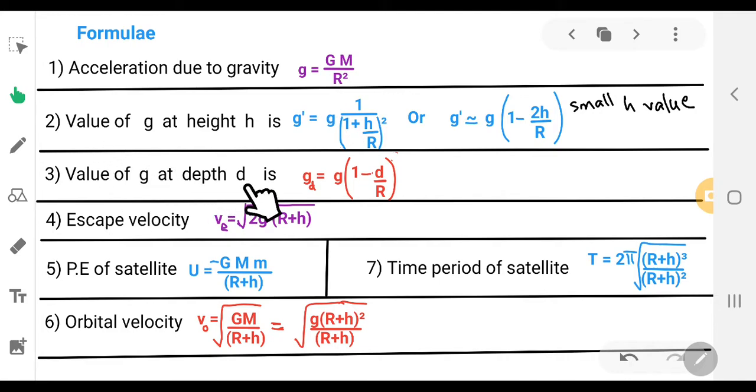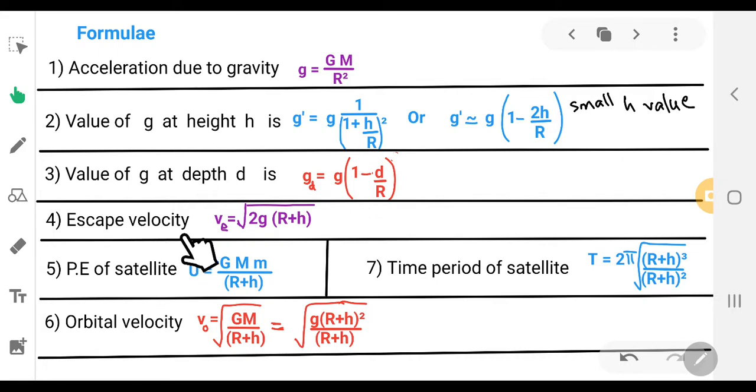Acceleration due to gravity below the earth's surface, that is at some depth d. So g d, the acceleration due to gravity at depth d, is g into the bracket 1 minus d by R, d being the depth from the surface of the earth, divided by the radius of the earth.